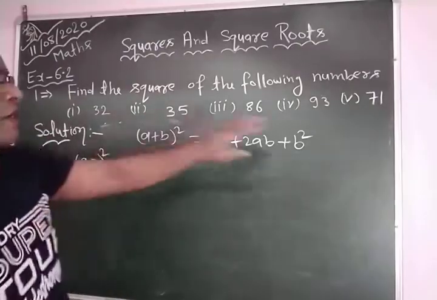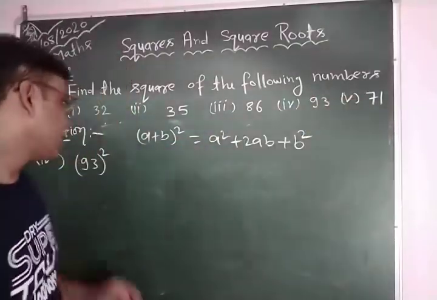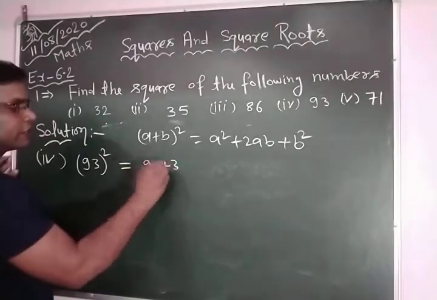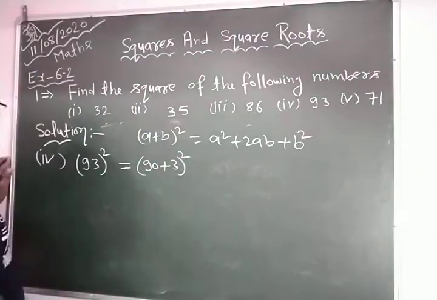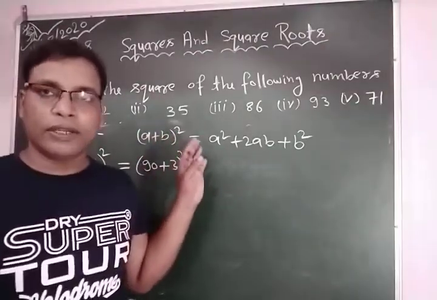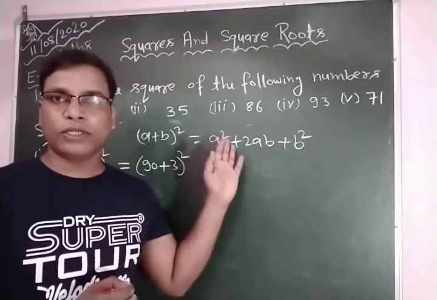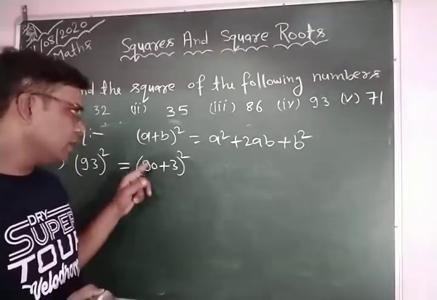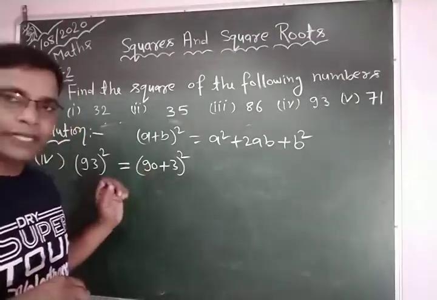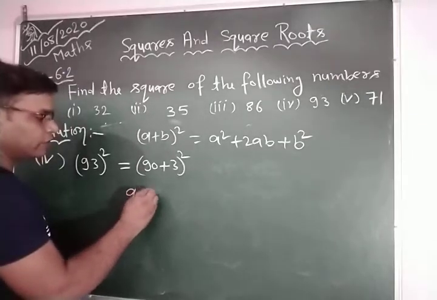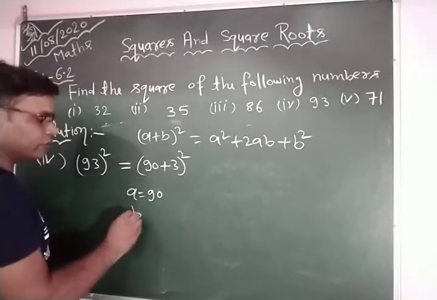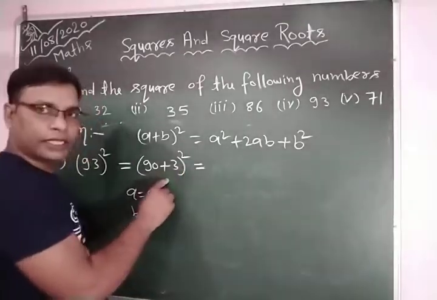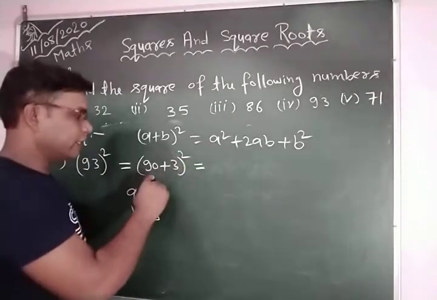Okay, because we find the square of this 93, we can break it into two parts like this: 90 plus 3, whole square of 90 plus 3. Okay, and we use this identity: whole square of a plus b is equal to a square plus 2ab plus b square. So here if you compare this identity, we obtain a is equal to 90 and b is equal to 3. Okay, so we can express it: a square, so you write here square of 90.